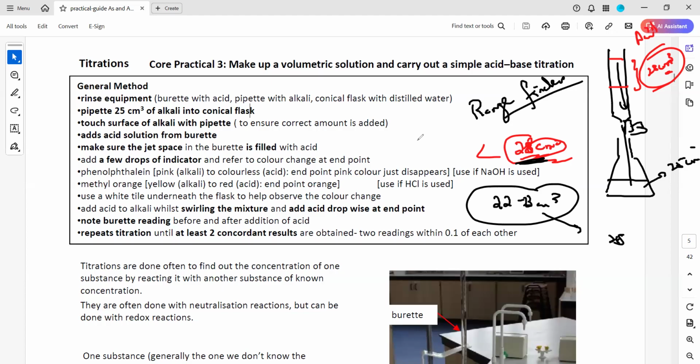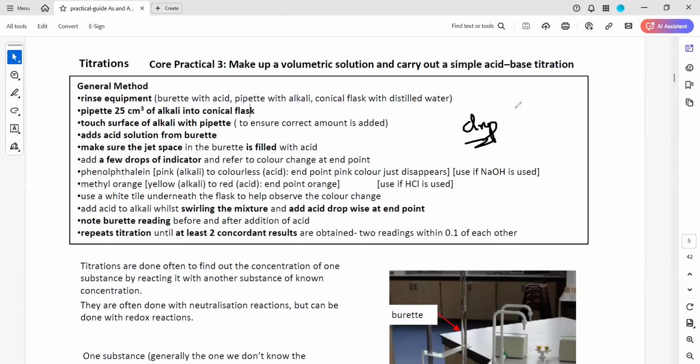Otherwise, if from the beginning you start adding drop by drop, what will be the problem? It will take a very long time. Let's say the color change should occur around 28 cm cube, or 27.1 cm cube. If you add drop by drop from the beginning, it's not about uncertainty, it's about the time. It will take a very long time to do the first experiment itself. So whenever a titration is done, we always do a range finder or a rough titer.